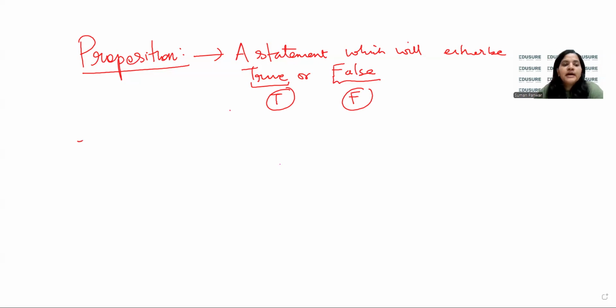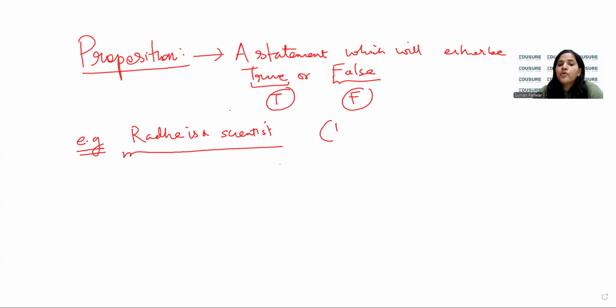Okay. For example, if I say Radhe is a scientist. So Radhe is a scientist. Either it is true or it is false. So it is a proposition.